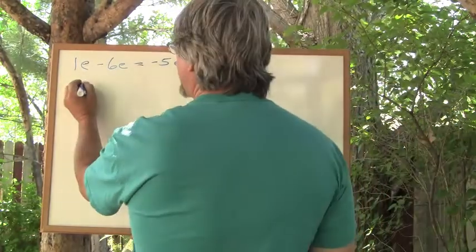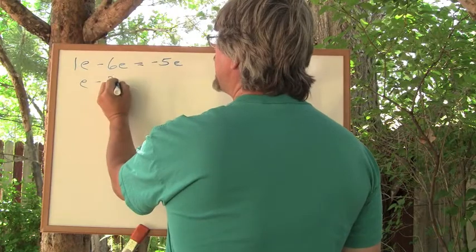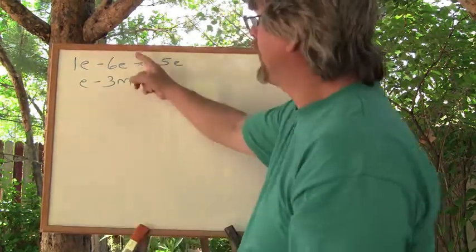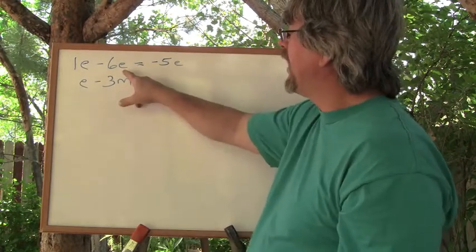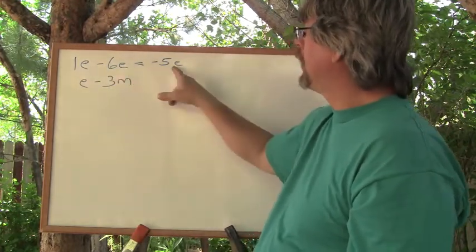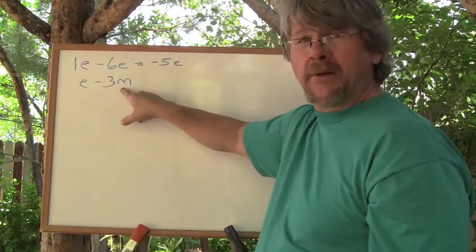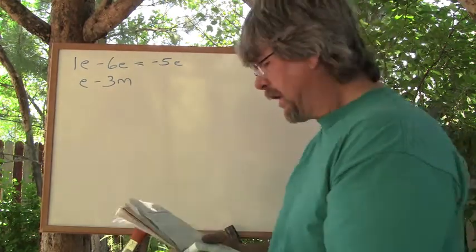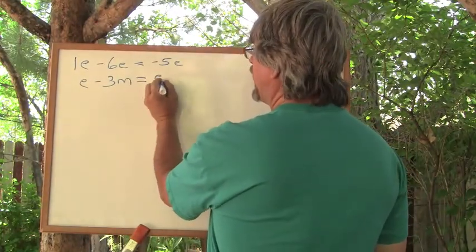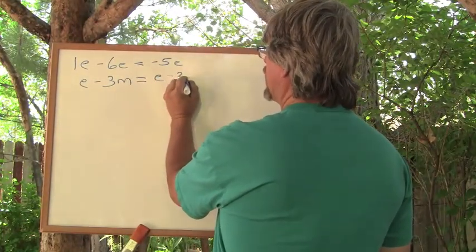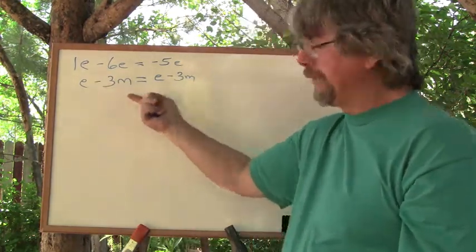And it's the same if we have e minus 3m. It doesn't matter what variable. It really doesn't matter what variable. These had a common term, so we could subtract them. But are these the same? No, they aren't. E minus 3m cannot be simplified. That is the answer, because there are no like terms here.